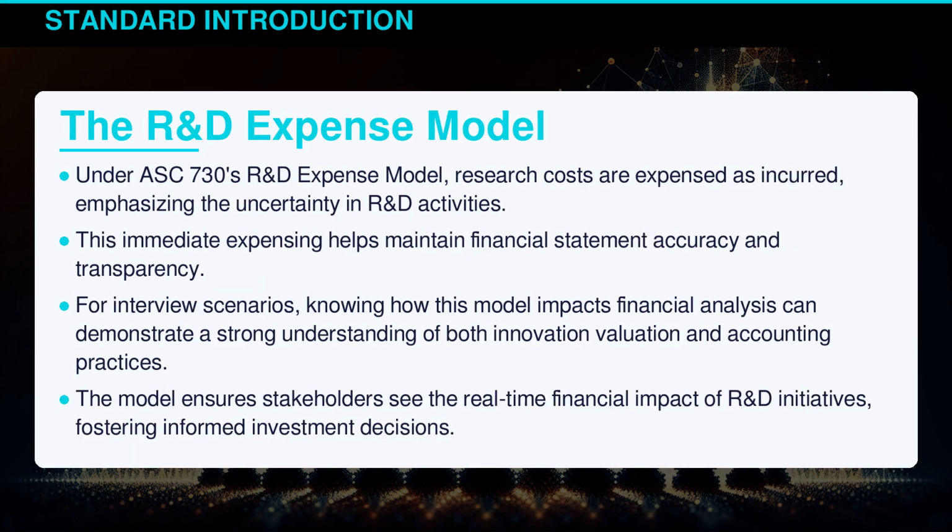Under ASC 730's R&D expense model, research costs are expensed as incurred, emphasizing the uncertainty in R&D activities. This immediate expensing helps maintain financial statement accuracy and transparency. For interview scenarios, knowing how this model impacts financial analysis can demonstrate a strong understanding of both innovation valuation and accounting practices. The model ensures stakeholders see the real-time financial impact of R&D initiatives, fostering informed investment decisions.